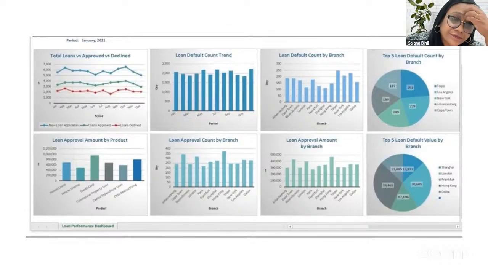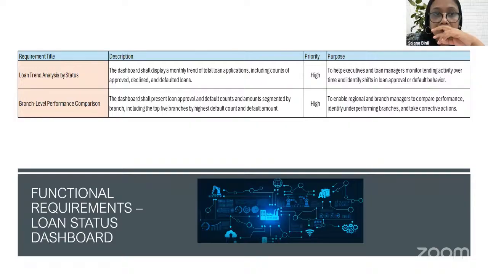Yeah. So as you see, this dashboard is very interesting and eye-catching. It is beneficial for the management. So as a BA, let me walk you through the functional requirements. I have highlighted the two key functional requirements for this dashboard. The first one is the loan trend analysis by status.